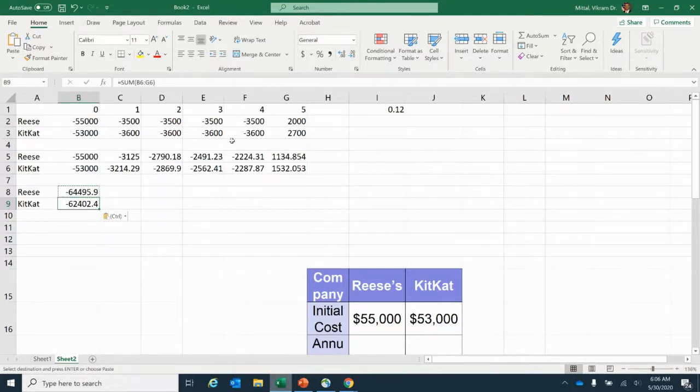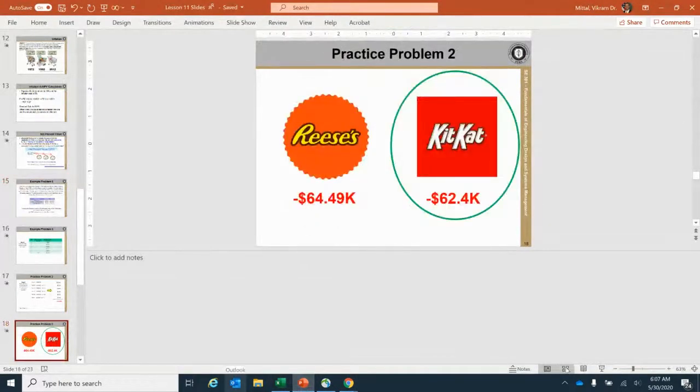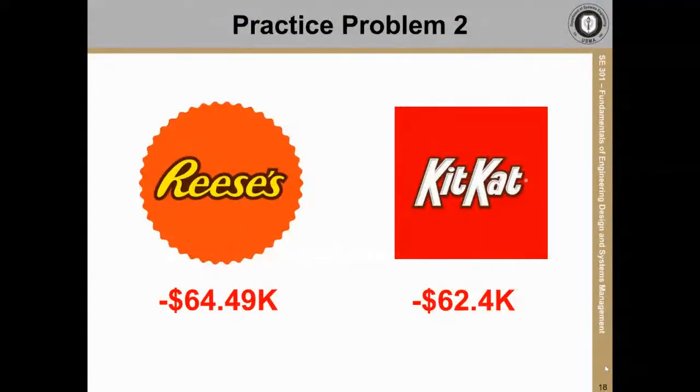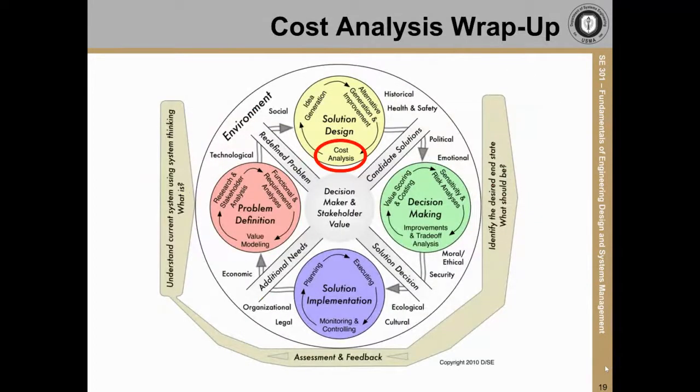So you can see right here that the Kit Kat option is going to cost us $62,400, and the Reese's option is going to cost us $64,500. And so if we want to go for the cheaper option, go for the Kit Kat option, right? So cost analysis is very important.